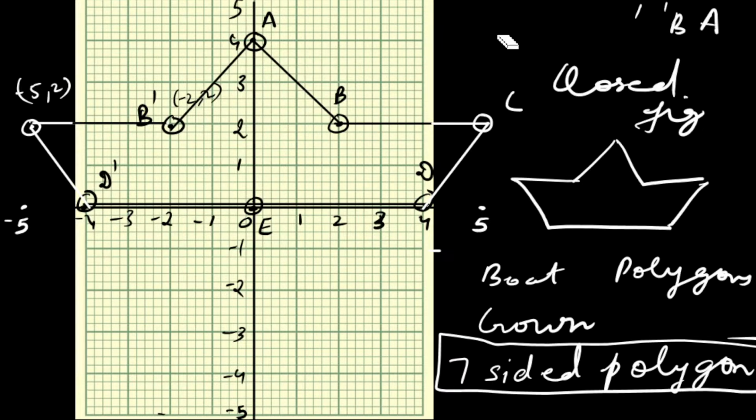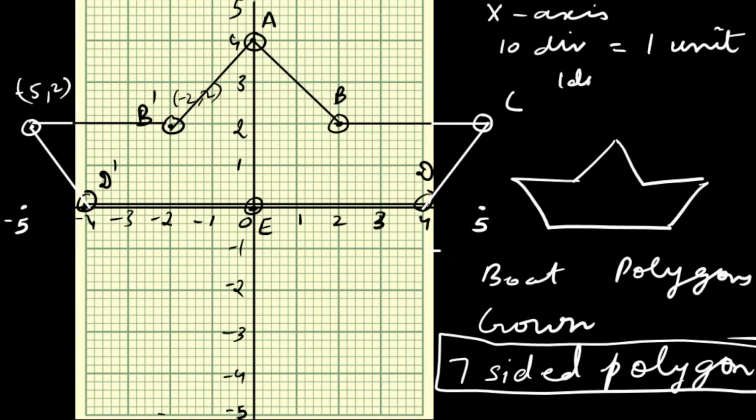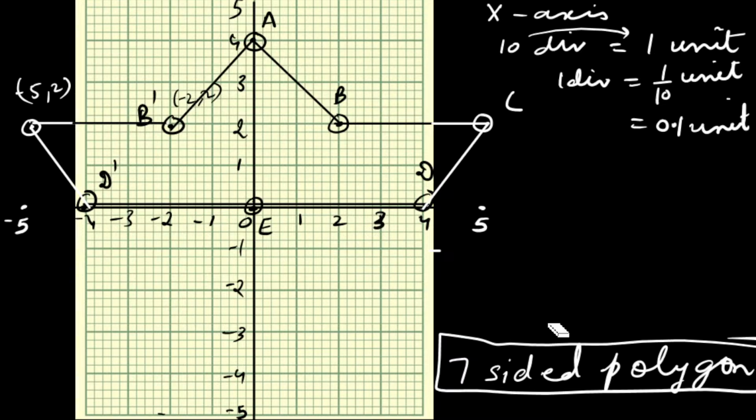In the previous one I didn't mention how to write the graph scale, so I'll write it here. You have to write the graph scale for both axes, the x-axis and the y-axis. On your graph, mostly 10 divisions you are taking. 10 divisions is equal to 1 unit. So 1 division, you bring the 10 down, is 1 by 10 unit, which becomes 0.1 unit. Whenever you are doing a graphical question, don't forget to write the graph scale for both the x-axis as well as the y-axis. The y-axis also has 10 divisions.